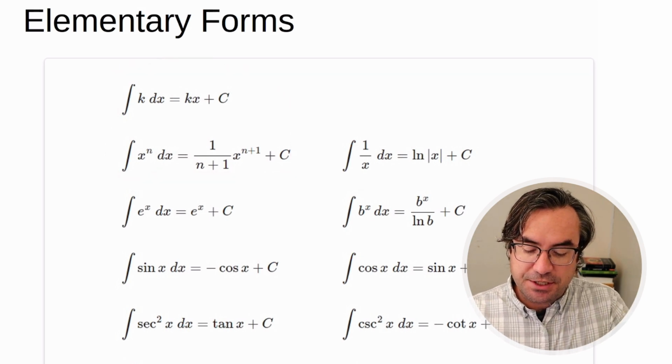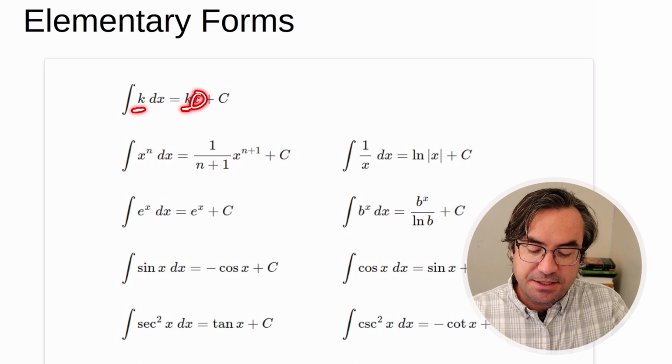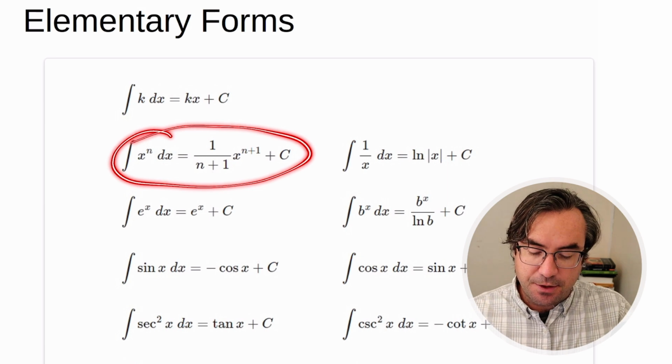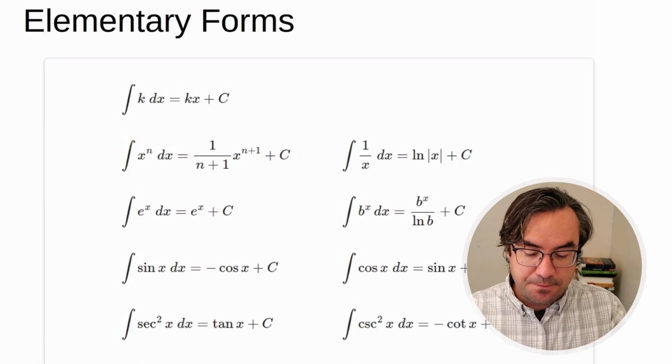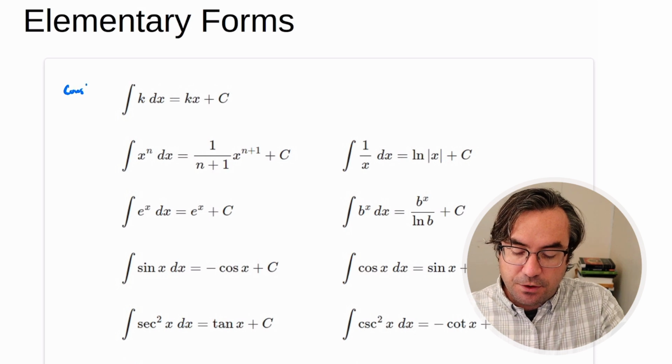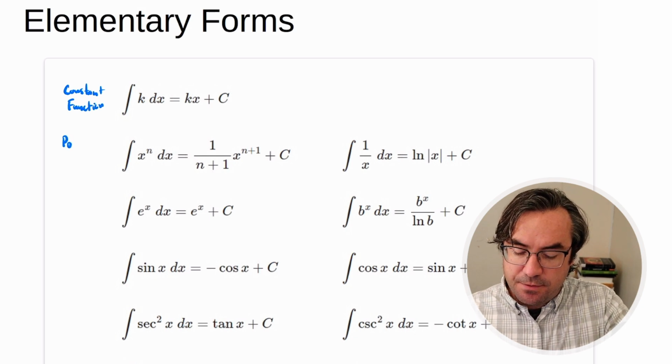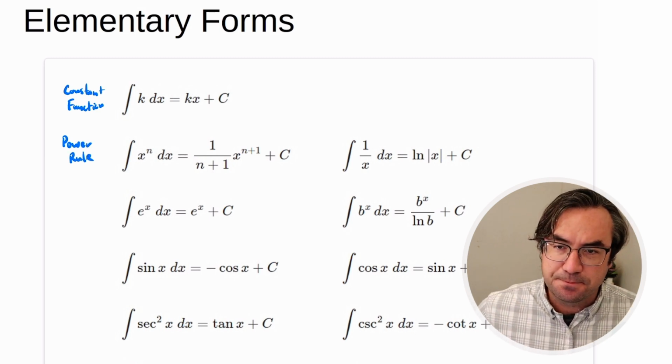So we've seen the first two already. So if we're integrating just a constant, well, the constant stays the same and then we multiply by our variable x. And then this is the power rule that we've been using. So the first one we've looked at, this is the constant function. And this one, the second one here, is power rule. So this is probably the one we've been practicing the most.